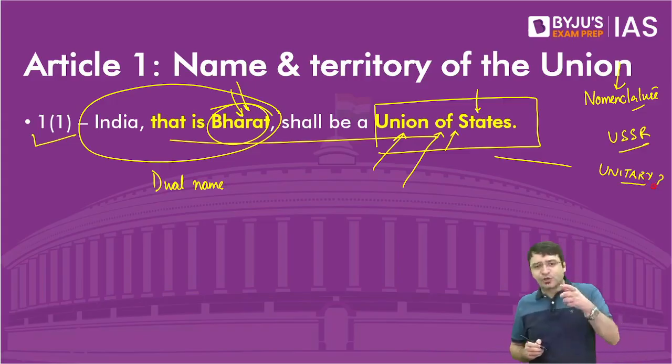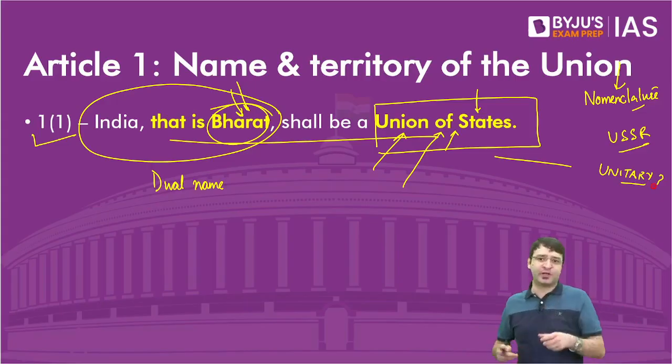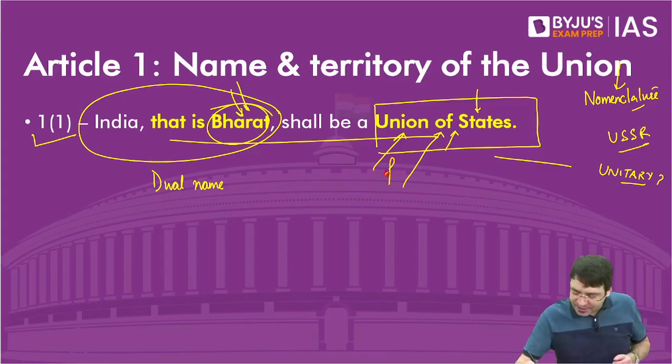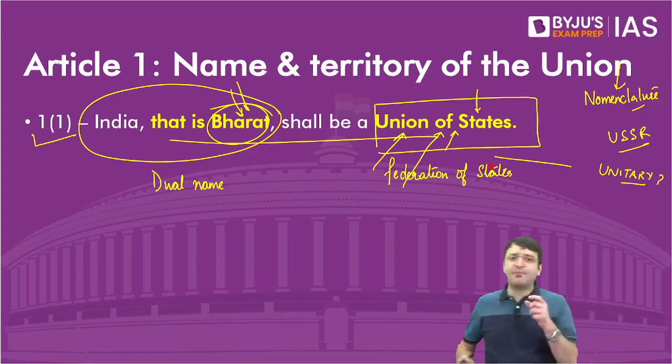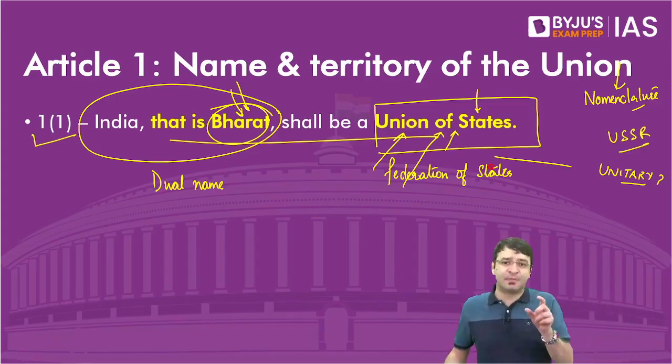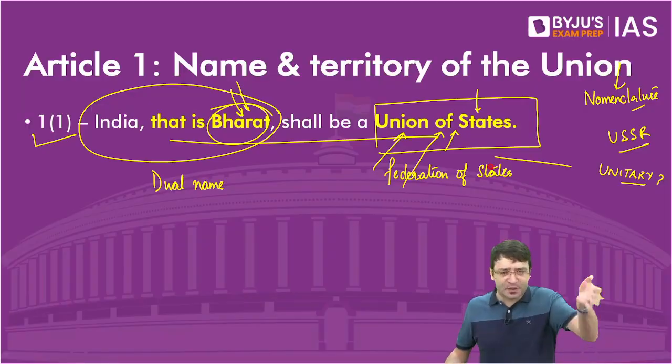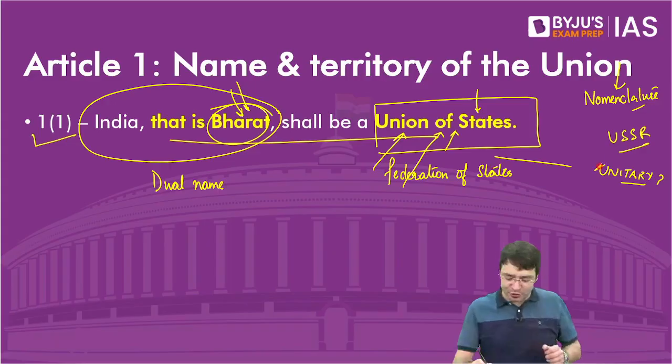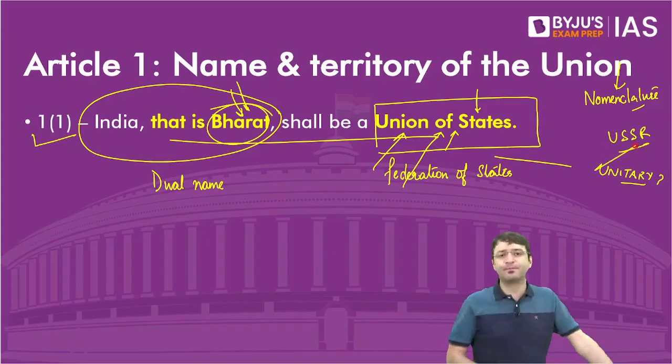Because if our Constitution is federal, then Article 1, Clause 1 should have mentioned, India, that is Bharat, shall be a federation of states. Why have you used the phrase, India, that is Bharat, shall be a union of states? Are you making it explicit that our Constitution is unitary, it is not federal?